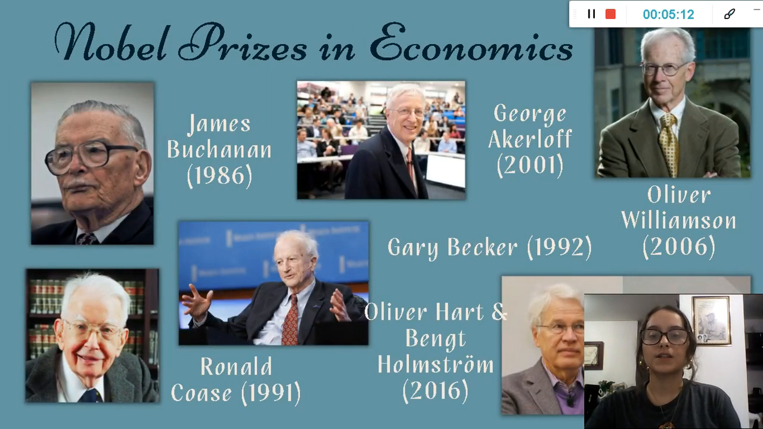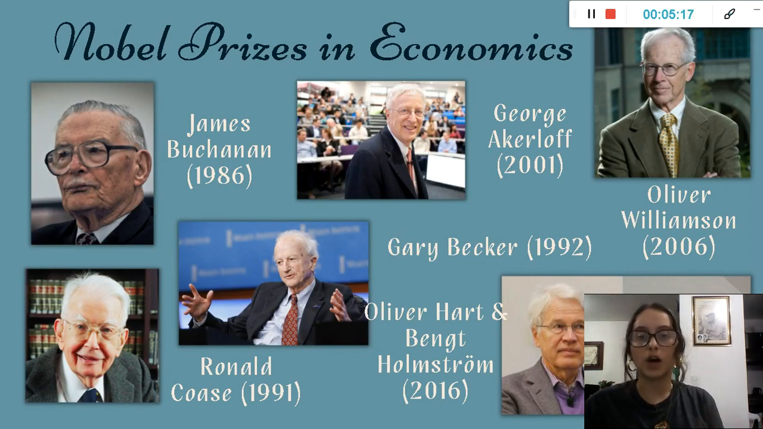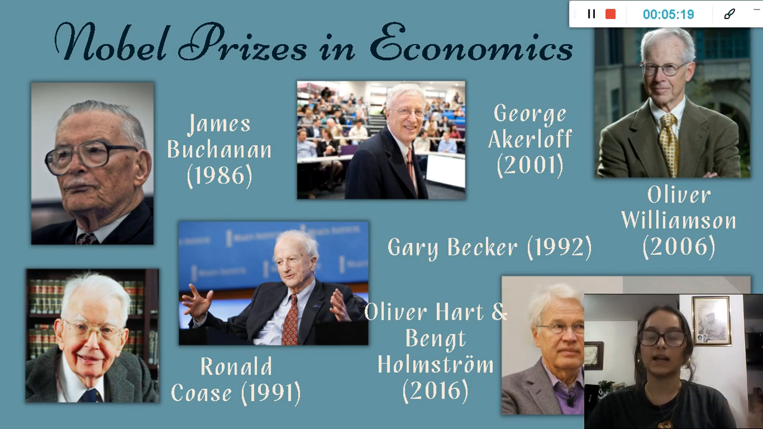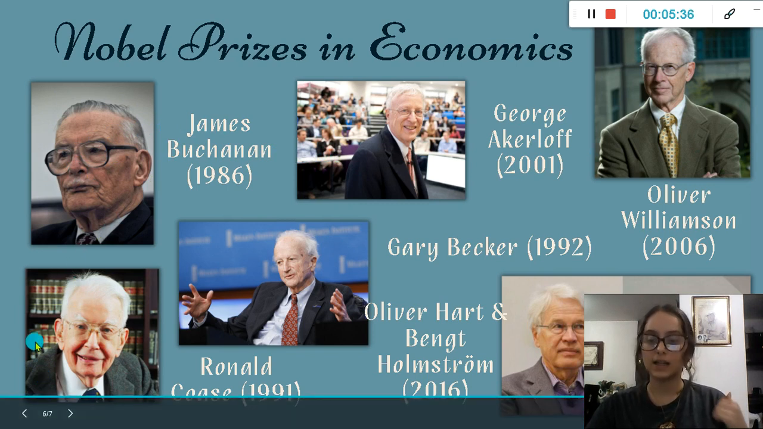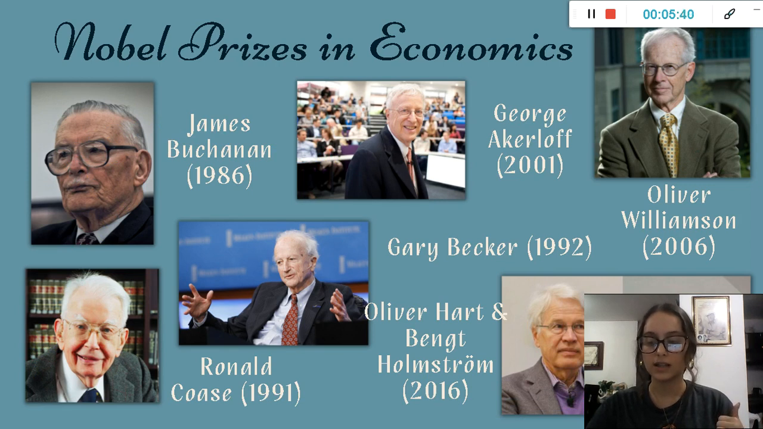Here I bring some examples of Nobel Prizes in economics that talk about the economic analysis of law in their papers. The first one is James Buchanan in 1986, and he talked about the constitutional basis of political and economic decision making. The second one is Ronald Coase in 1991. He talked about the analysis of transaction costs and the allocation of property rights.